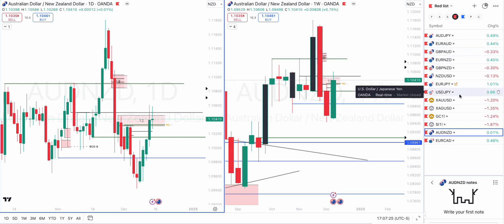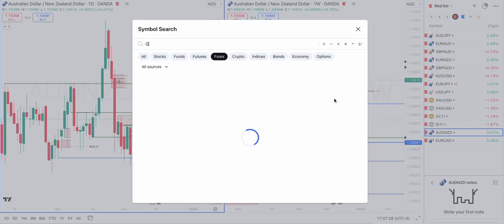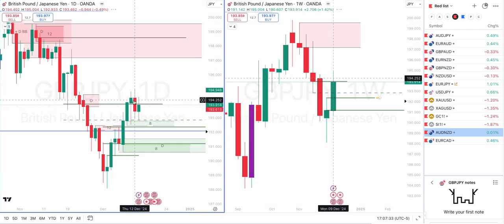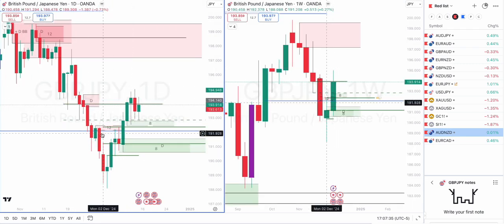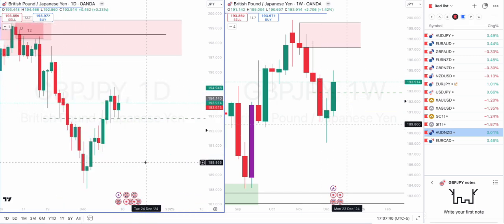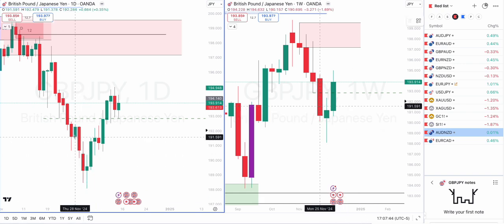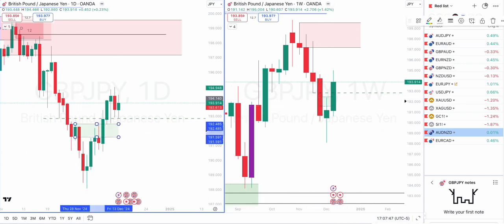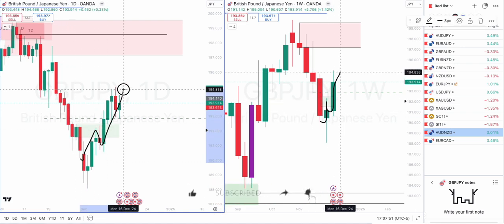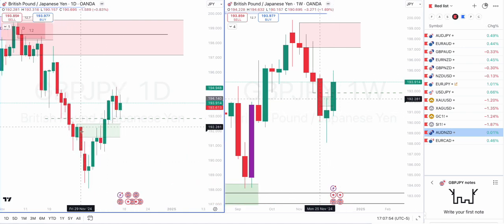Let's talk about GBPJPY. You were thinking JPY acting strong, and GBP was acting strong. This was the supply. Let's forget about this. This could have been a good supply right here. So what happened? It got tested, pulled back, broke through it. So you have to consider strong weak currencies if you want high probability trades.